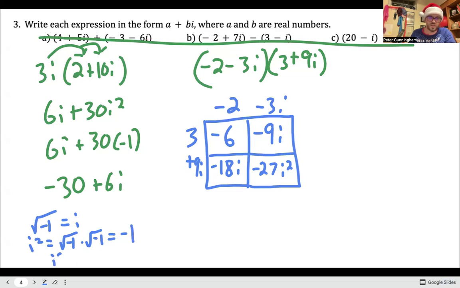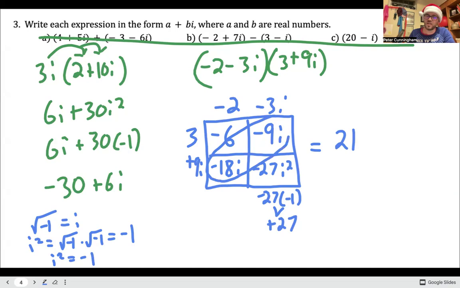All right, I'll say that again. I squared is -1. Therefore, -27i squared, that's like saying -27 times -1, which makes it positive 27. 27 and -6 together make positive 21. -9 and -18i give me -27i.